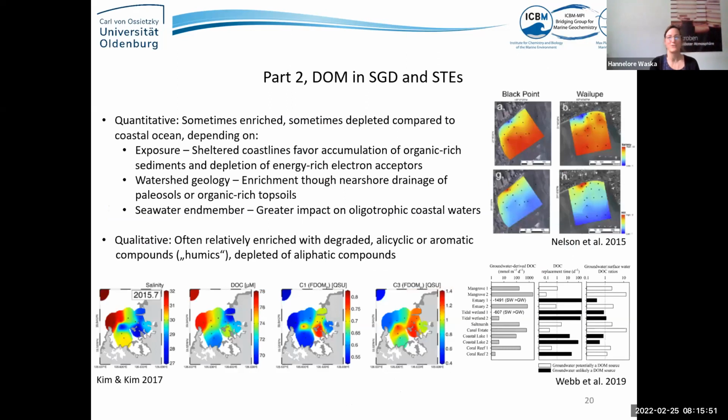All right, then let's go to submarine groundwater discharge and subterranean estuaries. I'm just showing a few previous studies that are not mine and not comprehensive in any way, but just studies that I thought would be interesting or telling, because they're representative of what we see right now.